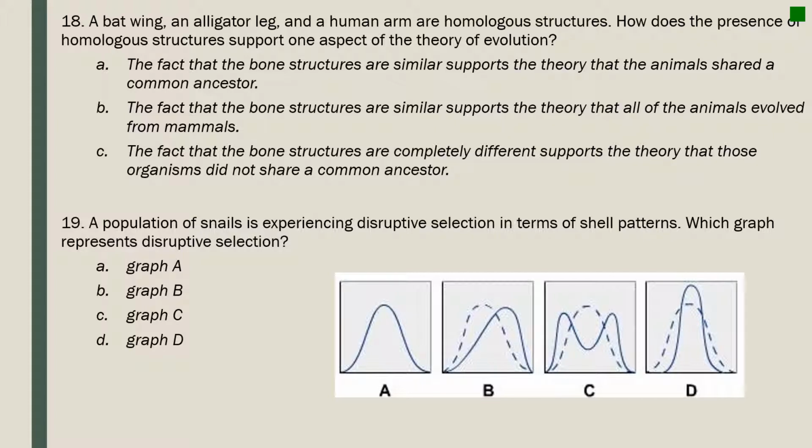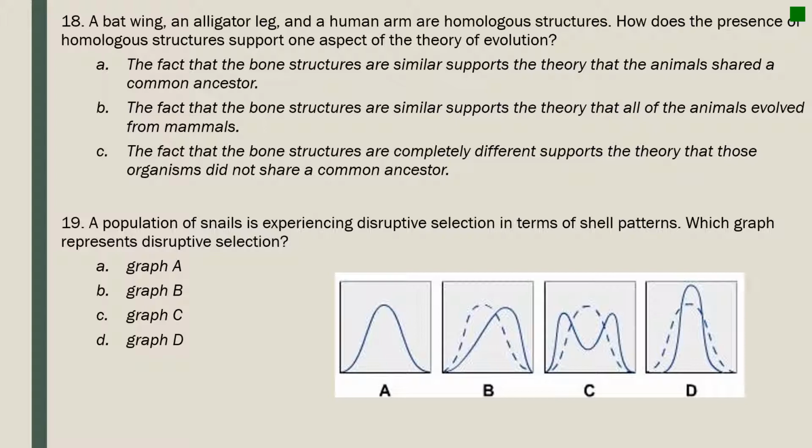18. A bat wing, an alligator leg, and a human arm are homologous structures. How does the presence of homologous structures support one aspect of the theory of evolution? A. The fact that the bone structures are similar supports the theory that the animals shared a common ancestor. B. The fact that the bone structures are similar supports the theory that all of the animals evolved from mammals. C. The fact that the bone structures are completely different supports the theory that those organisms did not share a common ancestor.